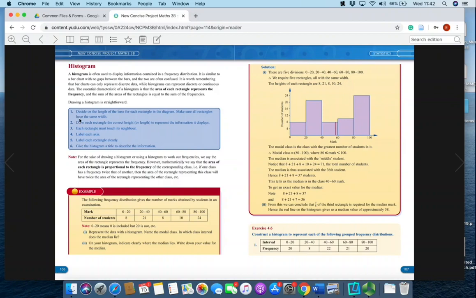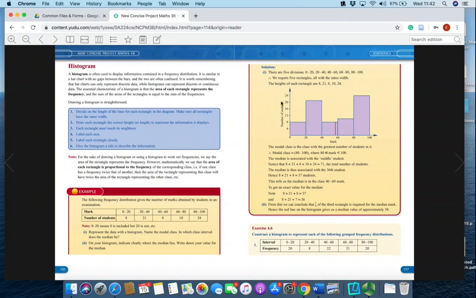So how do we draw a histogram? Decide on the length of the base for each rectangle, so what width is all of these, and that dictates the length of your base. Make sure all rectangles have the same width. Draw each rectangle the correct height to represent the information it displays.